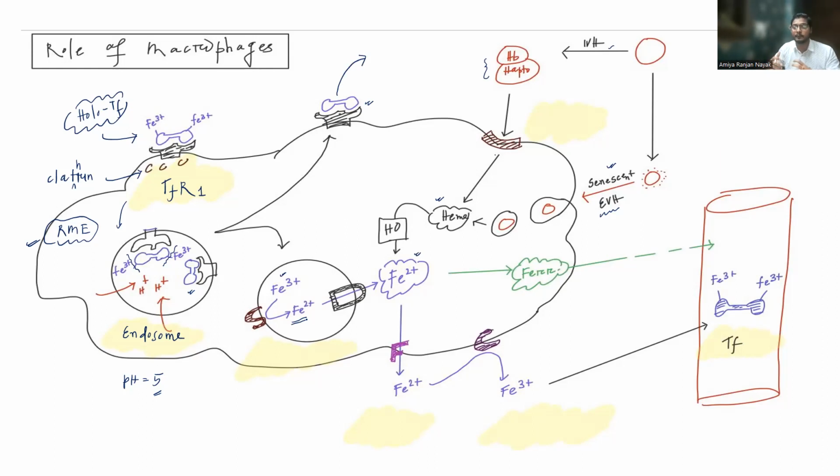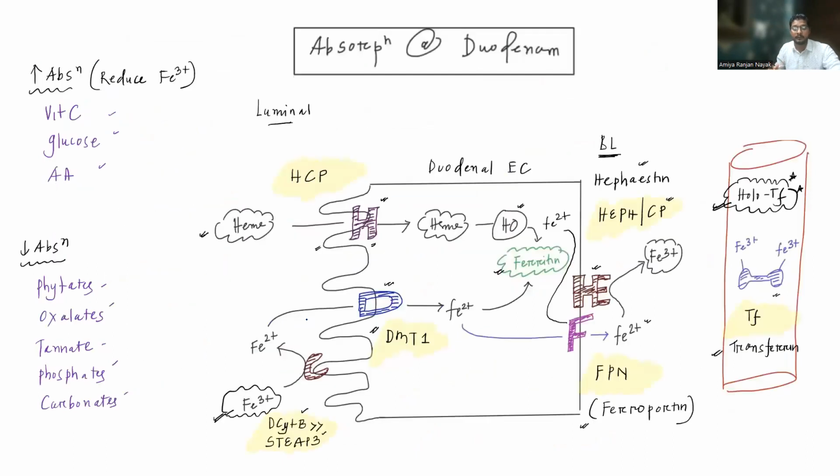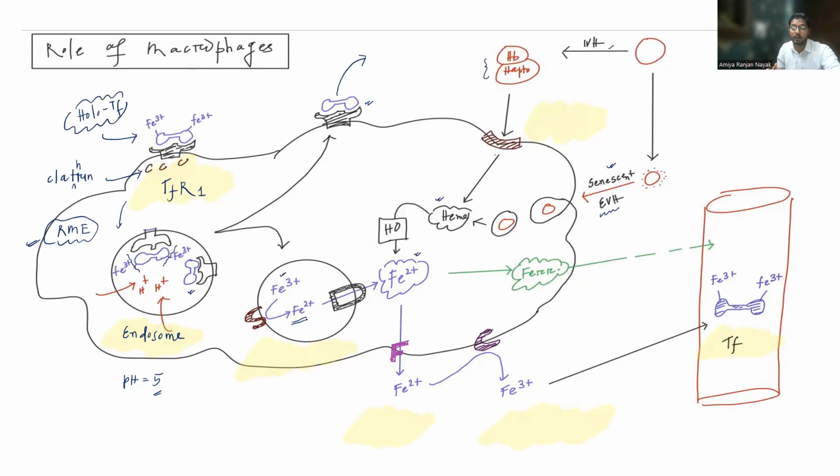Now, who will convert the ferric form to ferrous form? I have told you the ferric form is converted to ferrous form by duodenal cytochrome B and STEAP3. Duodenal cytochrome B is the predominant ferrireductase present in the duodenal epithelial cells, and STEAP3 is the predominant ferrireductase present in the macrophages. So now the role of STEAP3 will come. STEAP3 is the ferrireductase which is predominantly present in the macrophages. Now this will reduce the ferric form to the ferrous form. Okay, and now this ferrous form can be taken out of this endosome, again with the help of DMT1, that is divalent metal transporter 1.